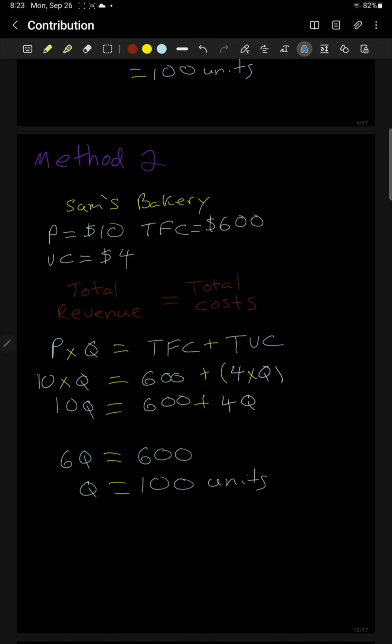Well, that goes down to 10Q equals 600 plus 4Q. And we just solve for Q. We bring the 4Q over here, 6Q equals 600, and Q equals 100 units. Again, that means you're just figuring out how many units you have to sell in order for total revenue to equal total costs.